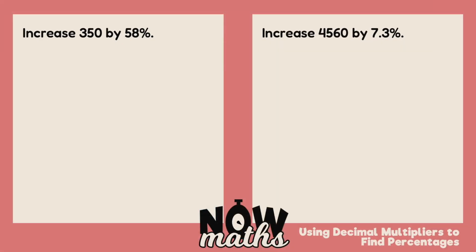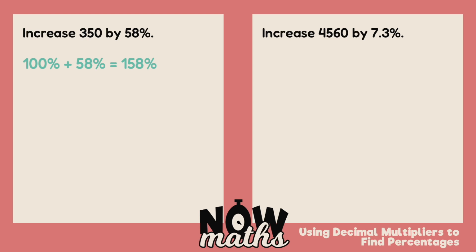Both of the questions on screen now are increase questions. Remember, to increase by a percentage, usually we would find the percentage given, then add the answer back onto the original amount. To use a decimal multiplier, we're going to approach these questions in a slightly different way. Looking at the question on the left first, we're going to start by saying that 350 is 100%. And if we want to increase 350 by 58%, we need to add 58% to 100%. This gives us 158%. So if we're increasing 350 by 58%, we're actually finding 158% of 350.